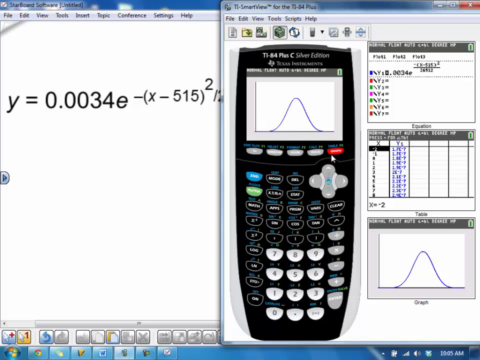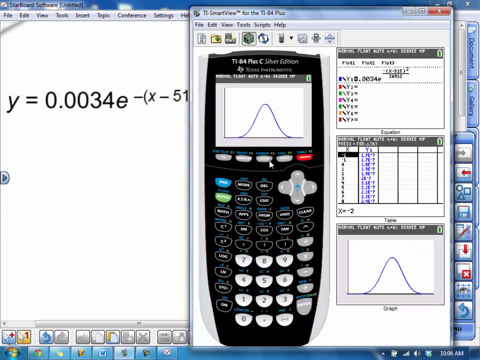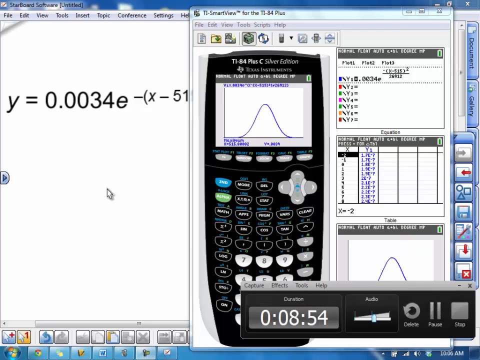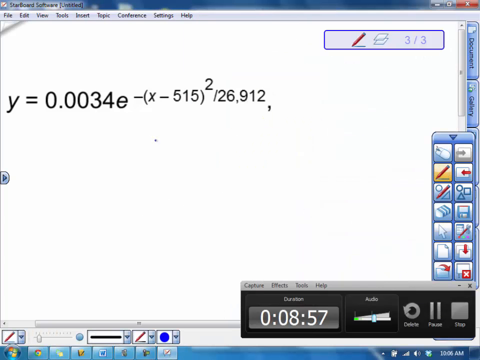When you go to graph, then you can see the bell-shaped curve. And it wants us from this to find the average SAT score. So let's do second, calculate, maximum, 4, and hit enter, enter, enter. And the average SAT score was 515. Let's write that down. Average SAT score was 515 from that graph.